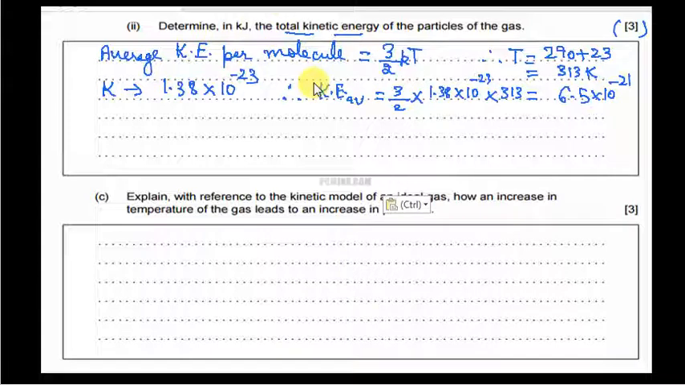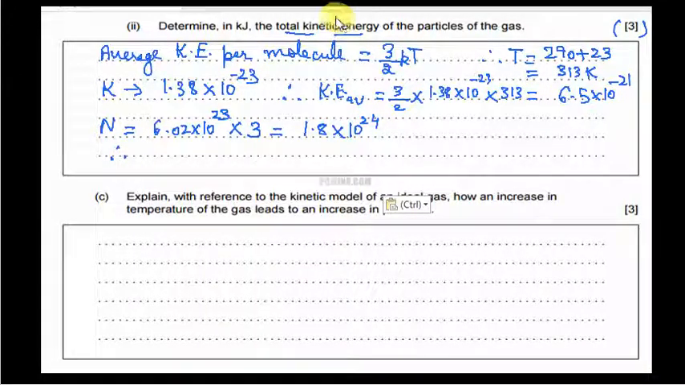Now this is the average kinetic energy per molecule. Now what is the number of molecules? N, the total number of molecules, is 3 moles of gas is there. We know that 6.02 into 10 to the power 23 is the number of molecules in 1 mole of a gas, that is Avogadro's number. So you multiply this with the given moles, that is 3. So we get 1.8 into 10 to the power 24. That's the number of molecules.